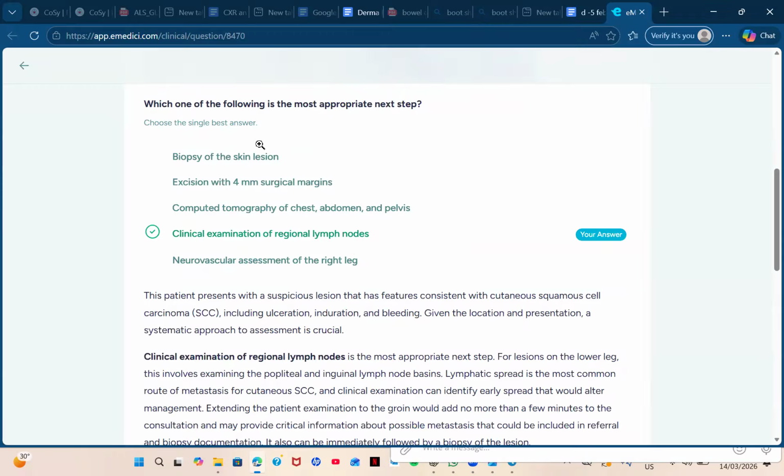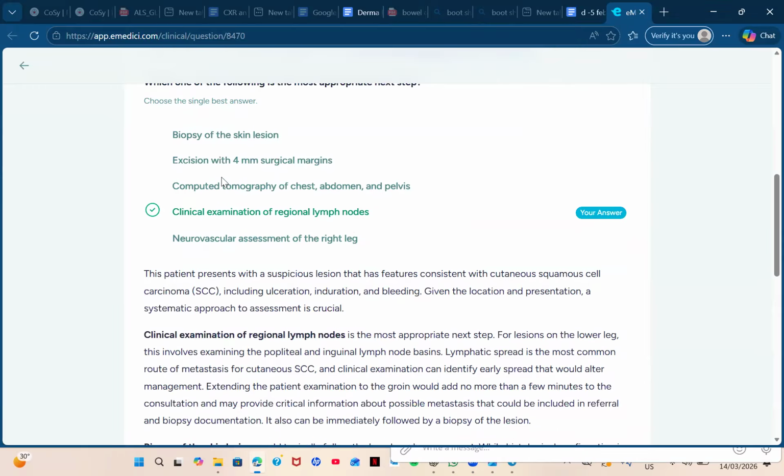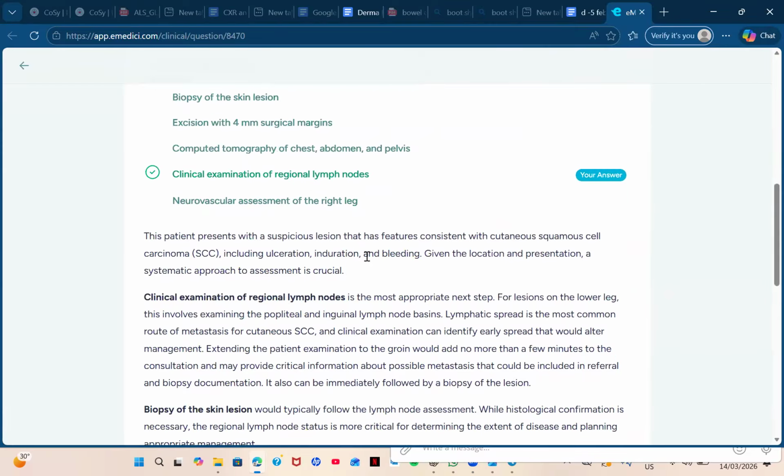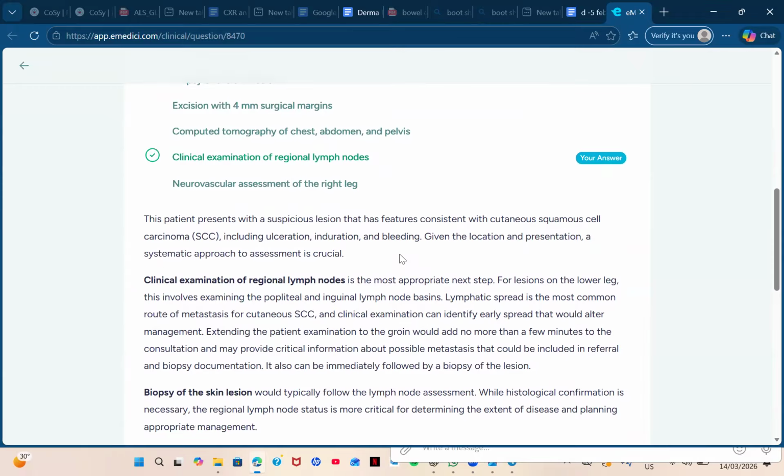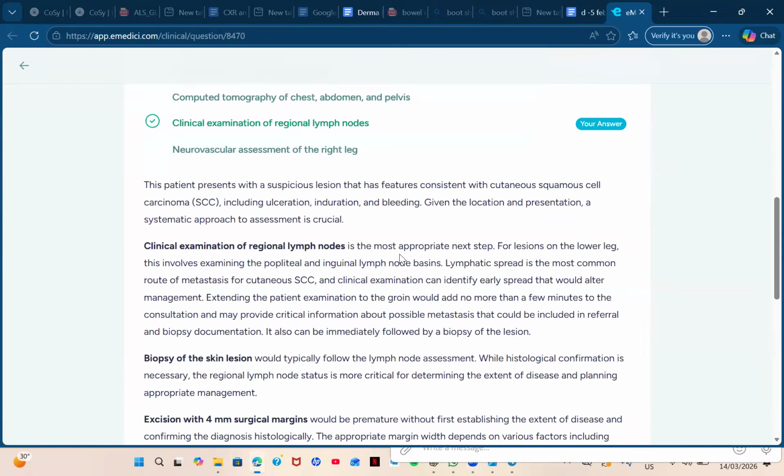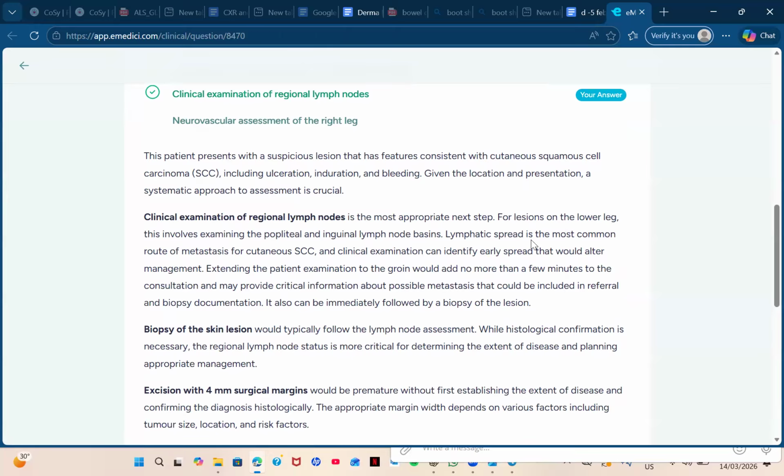So here, the patient presents with a suspicious lesion that has features consistent with cutaneous squamous cell carcinoma, including ulceration, induration, and bleeding. Given the location and presentation, a systematic approach to assessment is crucial. The clinical examination of regional lymph nodes is the most appropriate next step.